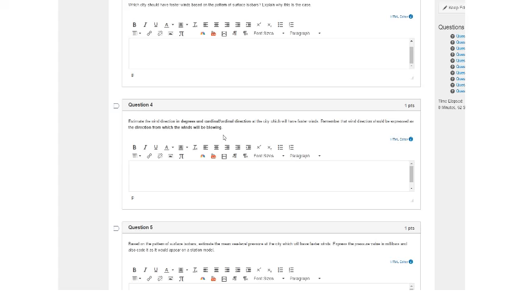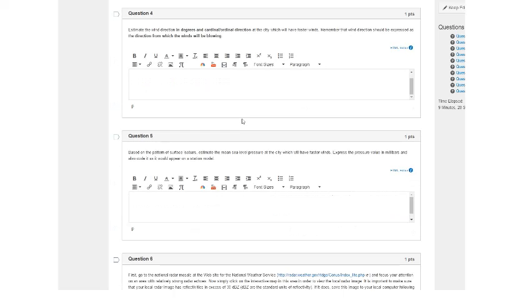Okay, question four asks you to estimate the direction of your winds and your wind speeds. Estimate the wind direction in degrees and cardinal direction. So again, this means you have to pay attention to that wind barb and be able to tell which direction the wind is blowing from. Is it from the north? Is it from the south? So give the cardinal direction as well as the degrees. If it's blowing from the due north, that would be 0 degrees. Blowing from the due east, it's 90 degrees. From the due south, 180. Due west, 270, etc.